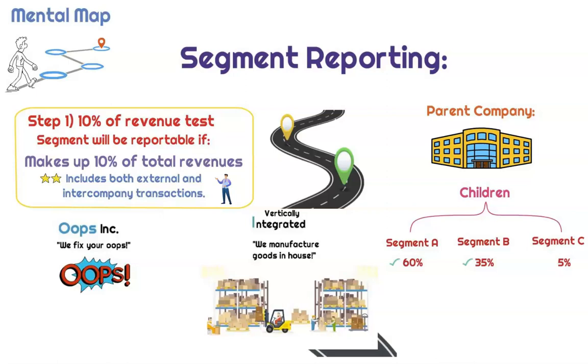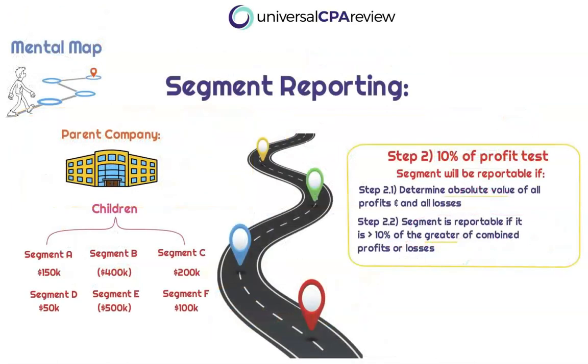How about the 10% profit or loss test? As we said, sometimes referred to as the operating income test. This one is probably a little bit more challenging, and the reason is that we're going to be taking the absolute value of the segment profit or loss. Okay, I'll say that again. We're going to be taking the absolute value of the segment profit or loss when comparing to the 10%. And that 10% is not just going to be 10% of total profits. We're going to be comparing it to 10% of the larger of the combined profits of all profitable segments or the combined losses of all segments reporting a loss.